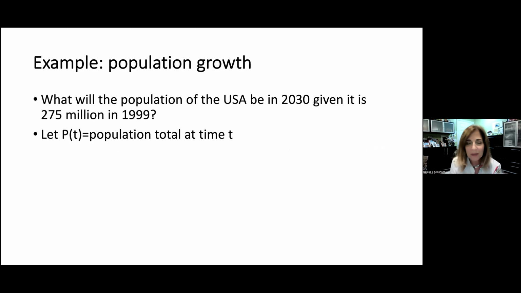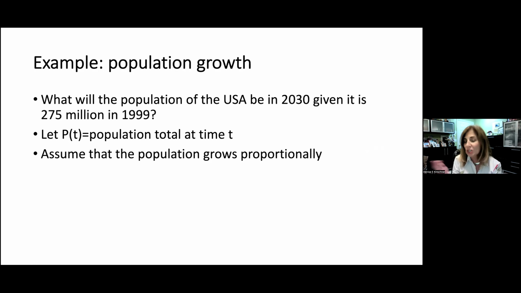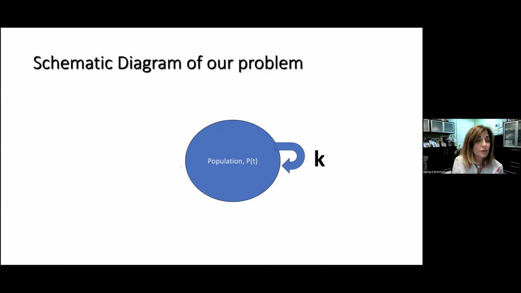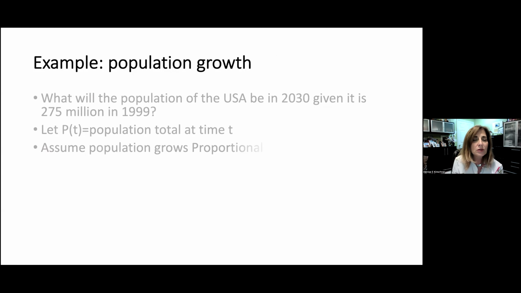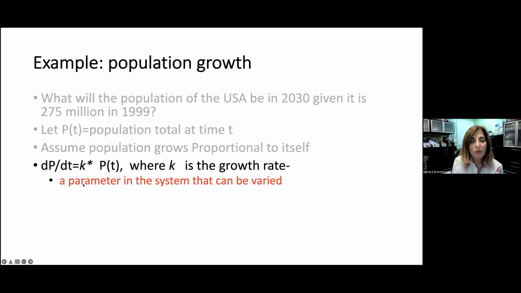So we define a population, P of T, and then we assume that the population will grow proportionally. Of course, you know, that makes sense, right? It has to be proportional to how many people are there because that's how we reproduce. So if I draw a picture for it, and by the way, Mike Savageau was very big on this: the most important thing you can do as a modeler is draw a really good picture before you write equations. And so we have a population, and we're going to say it's growing proportional to itself at a rate K. And so what we do then is we write what that proportionality looks like.